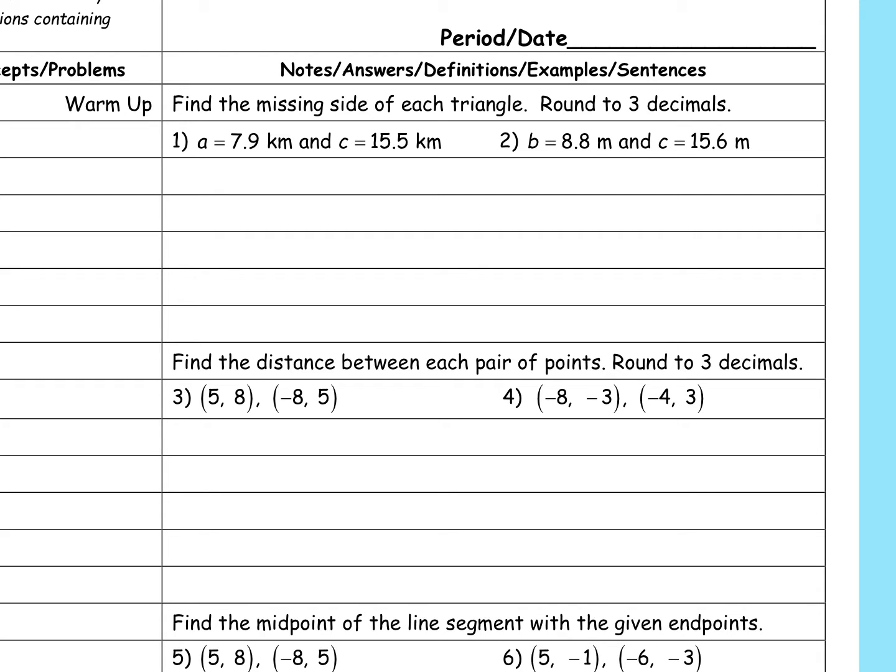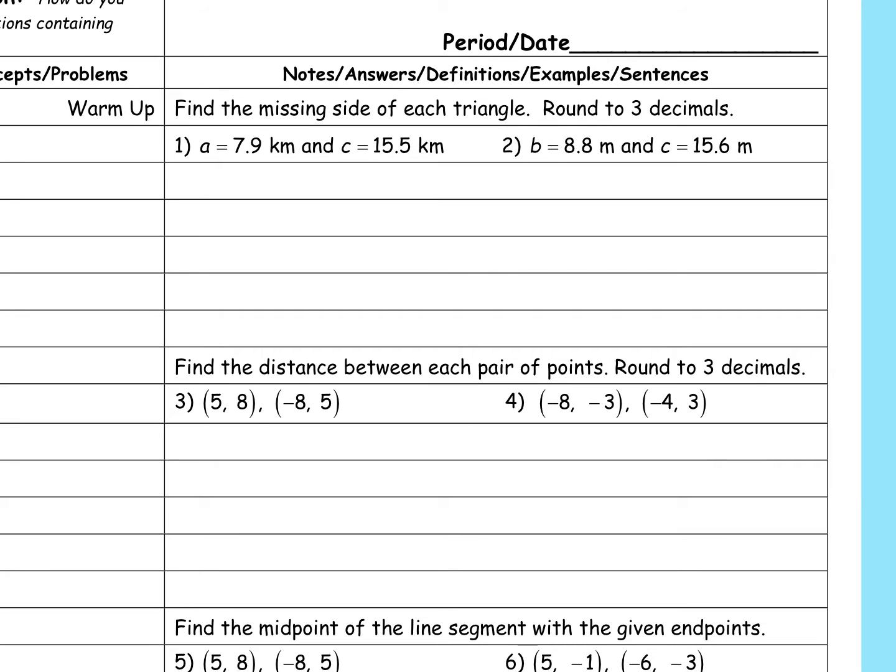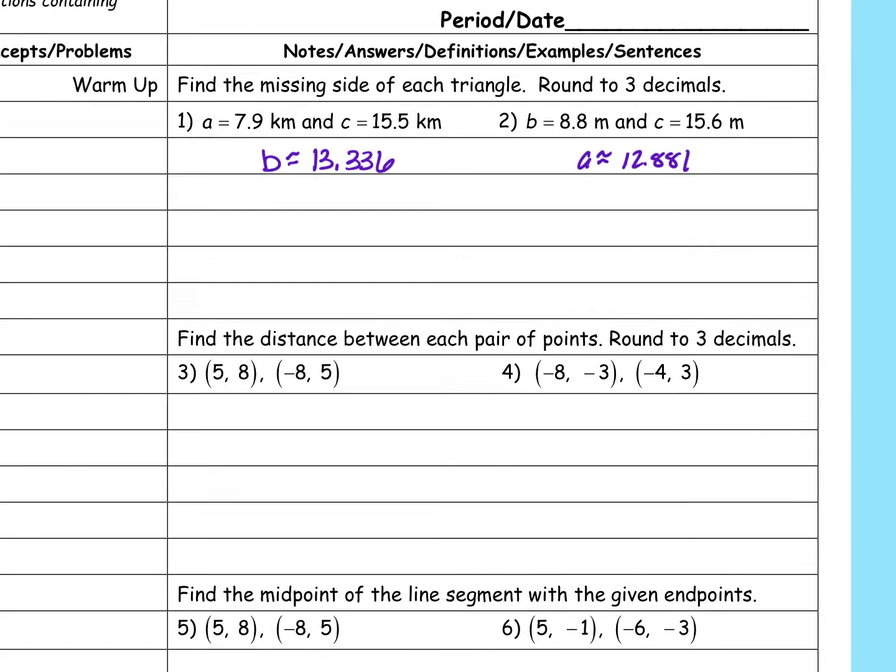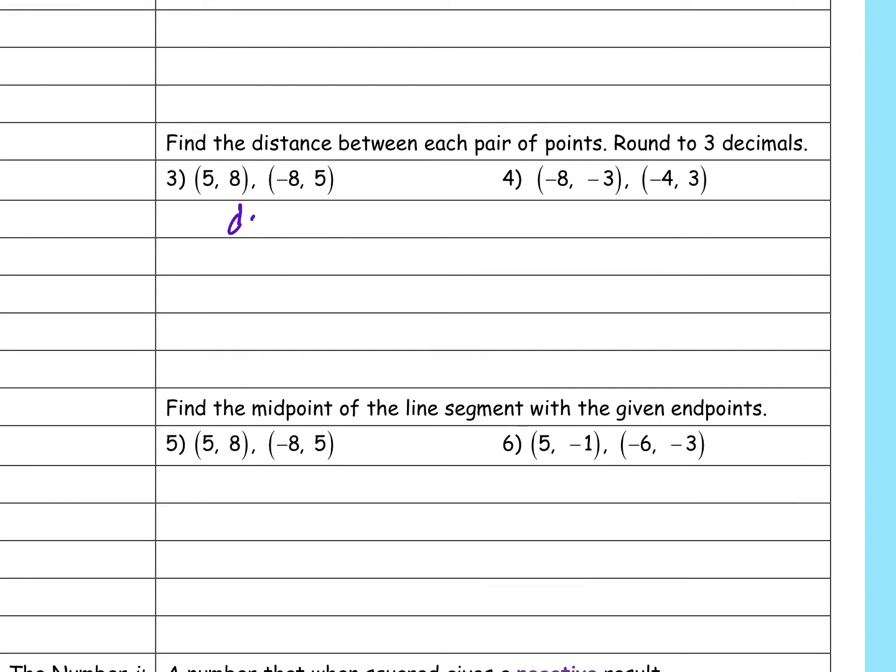So number one, B would approximately be equal to 13.336. And on number two, A would approximately be equal to 12.881. And then when we talk about the distance formula, D is approximately going to be equal to 13.342. And then the distance on number four is approximately going to be equal to 7.211.